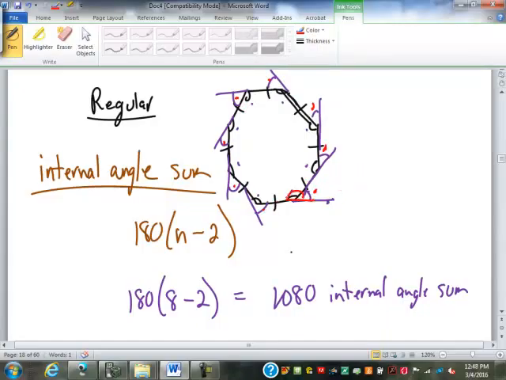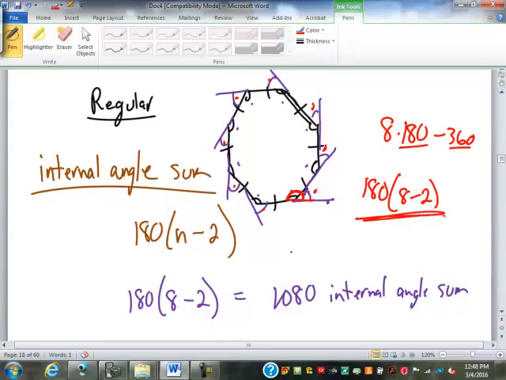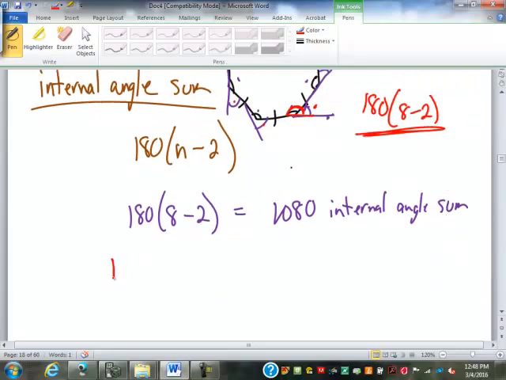But at each corner, these two angles add up to 180. So there's 8 corners times 180, minus the 360 that are outside the figure. And that would give you the same total if you did that. What I chose to do was divide out 180 from both of those. So that's 180 times 8 minus 2, because 360 divided by 180 is 2. It just makes it smaller numbers to work with. But technically the long formula is 180 times n minus 360. It's just simpler to do it like that.